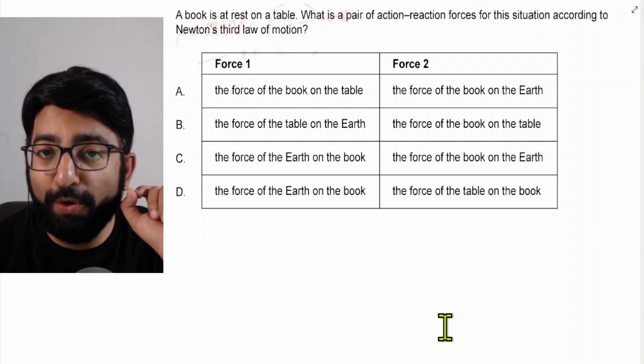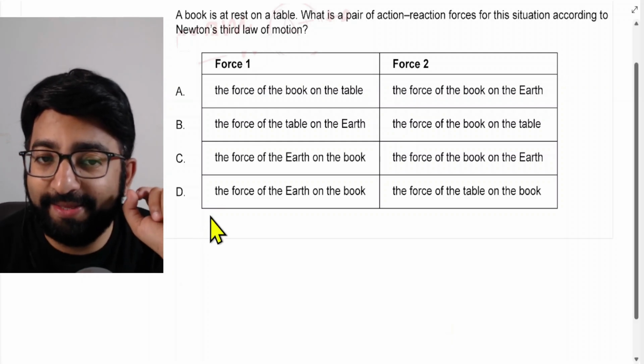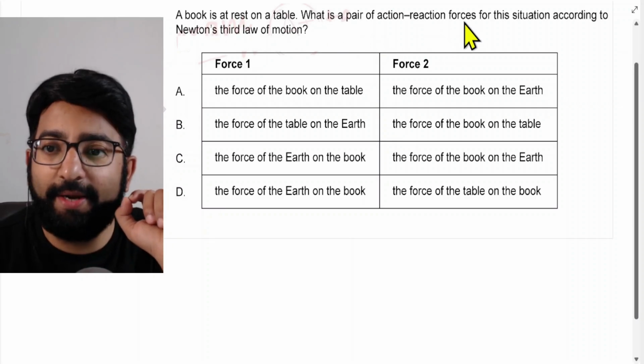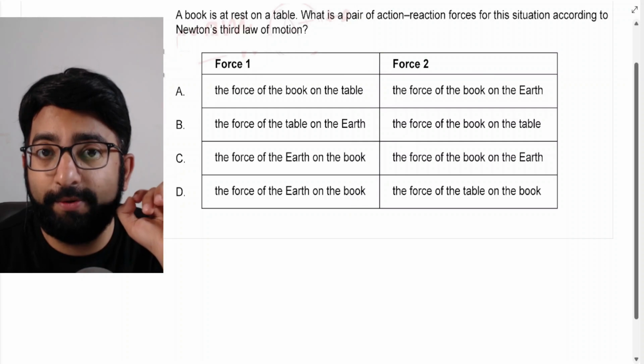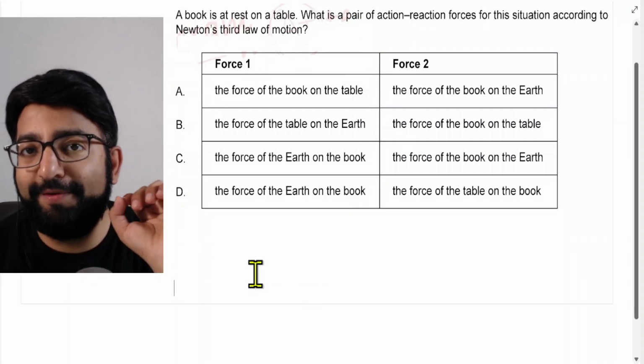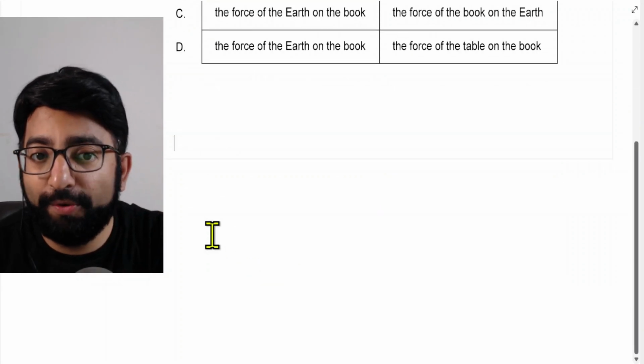This question is on Newton's third law of motion. It states that a book is at rest on a table. What is a pair of action-reaction forces for this situation according to Newton's third law? And we have been given four options. Before we solve this question, let us quickly revise Newton's third law.